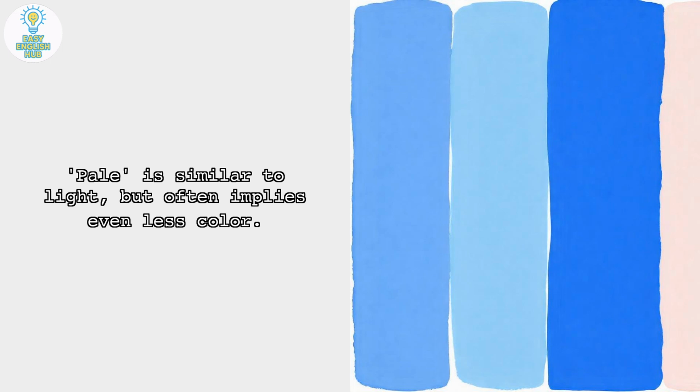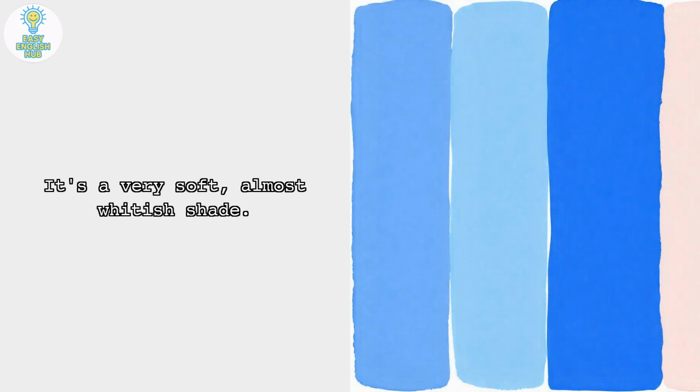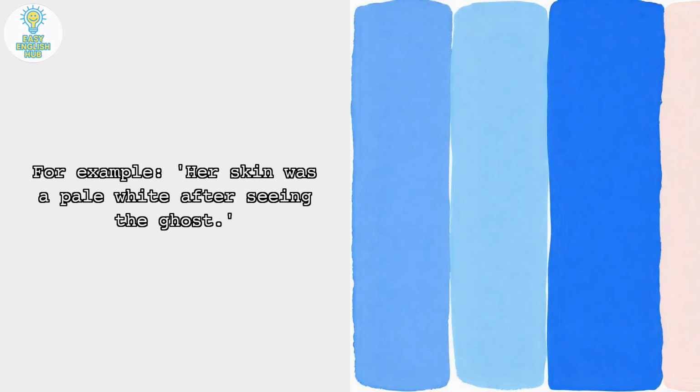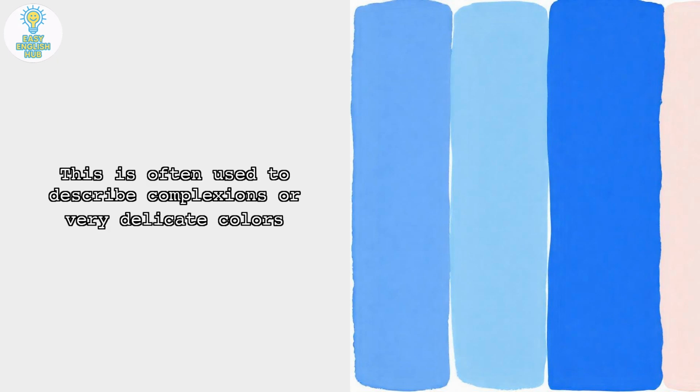Pale is similar to light, but often implies even less color. It's a very soft, almost whitish shade. For example, her skin was a pale white after seeing the ghost. This is often used to describe complexions or very delicate colors.